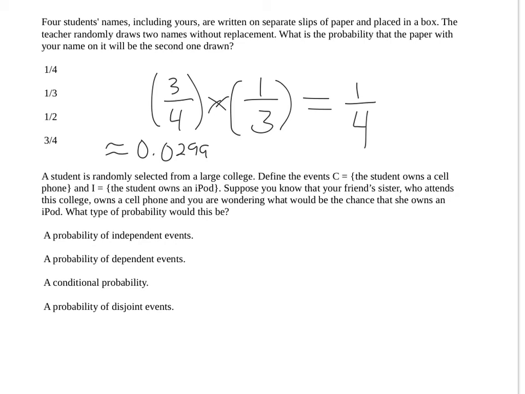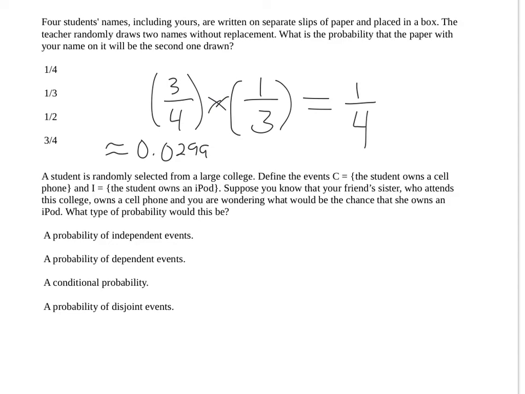A student is randomly selected from a large college, like Penn State. Define the following events. C is the event that the student owns a cell phone, and I is that a student owns an iPod. Now I know that we still have that, but a lot of people just have the phone because it's a smartphone. It's a slightly outdated question. So suppose you know that your friend's sister, who attends the college, owns a cell phone, and you're wondering what would be the chance that she also owns an iPod. What type of probability would this be?